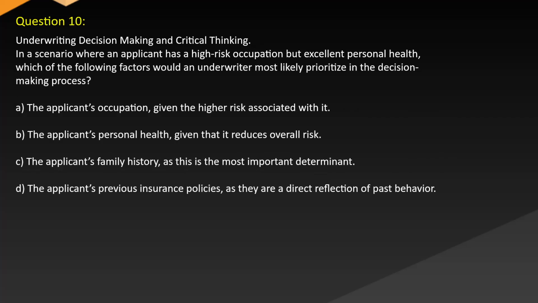Question 10. Underwriting decision-making and critical thinking. In a scenario where an applicant has a high-risk occupation but excellent personal health, which of the following factors would an underwriter most likely prioritize in the decision-making process? A. The applicant's occupation, given the higher risk associated with it. B. The applicant's personal health, given that it reduces overall risk. C. The applicant's family history, as this is the most important determinant. D. The applicant's previous insurance policies, as they are a direct reflection of past behavior.